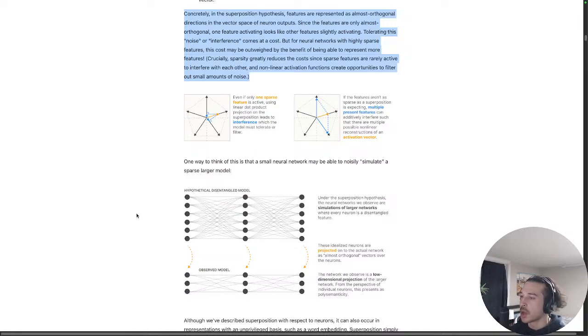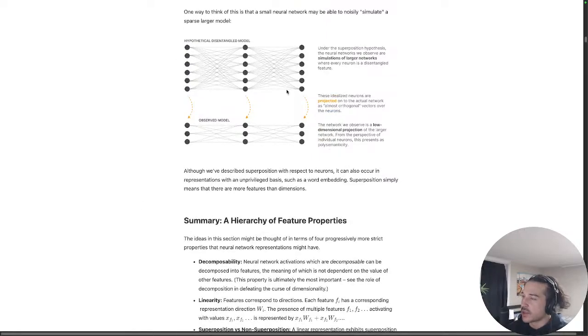Cool. One way to think of this is that a small neural network may be able to noisily simulate a sparse larger model. And here we have another diagram.